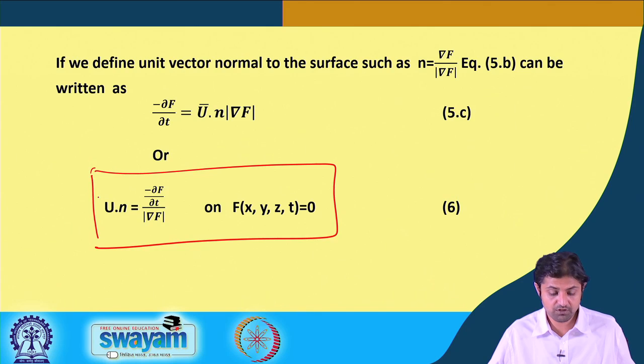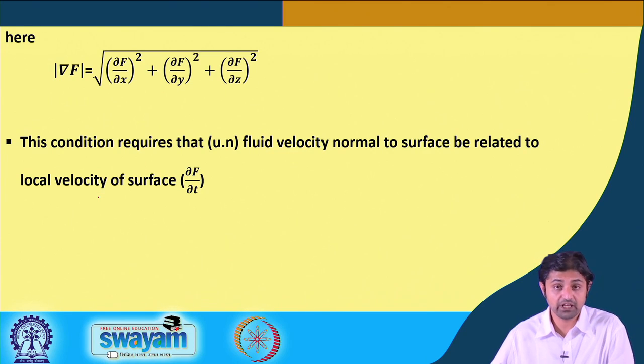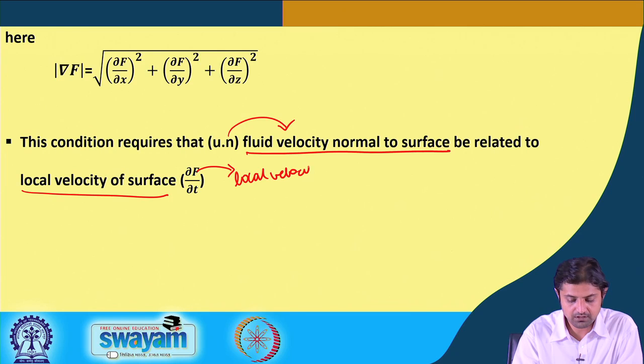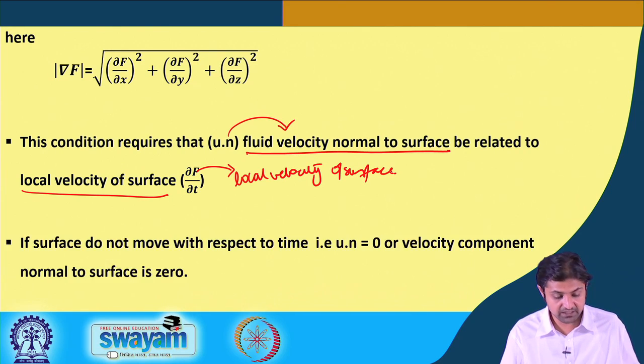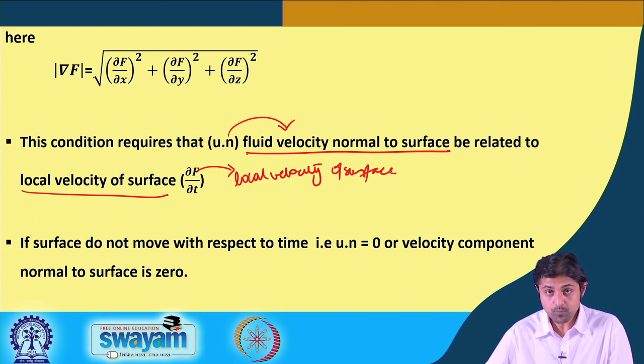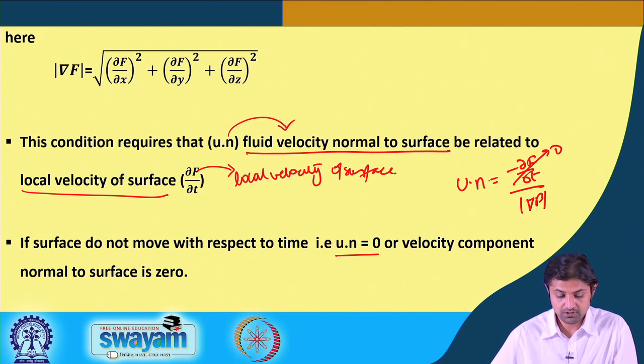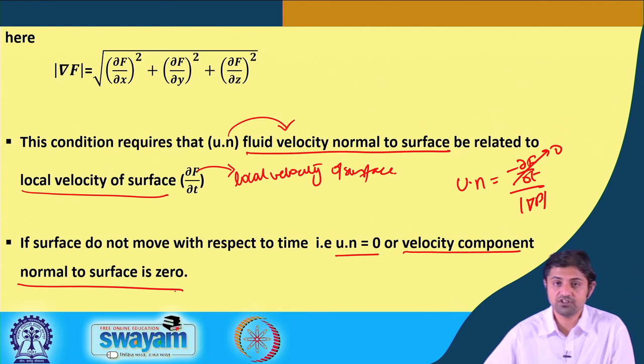Now if you look at the condition here, u dot n is equal to minus ∂f/∂t by mod of del f. This condition requires that u dot n, that is the fluid velocity normal to the surface, should be related to the local velocity of the surface. ∂f/∂t is the local velocity of the surface. Let us say the surface does not move, that means it is fixed with respect to time, that is the local velocity of the surface is 0. Then ∂f/∂t is 0, which means u dot n is equal to 0, or in other words the velocity component normal to the surface is 0.